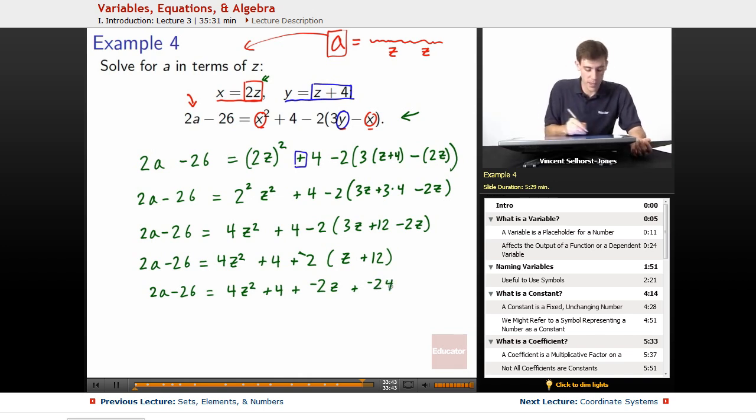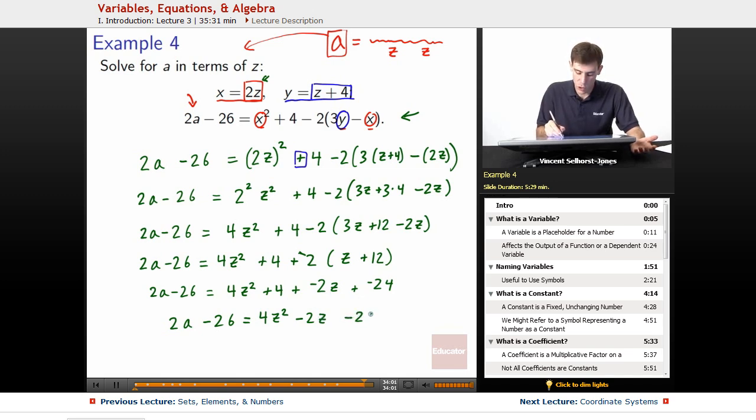Now we're in a position to be able to keep simplifying the right side to its most fundamental level, equals 4z squared. We don't have any other z squared, so it's just 4z squared, plus 4, well, let's put our constants at the very end. So we'll go to plus negative 2z, so minus 2z, and 4 plus negative 24 becomes minus 20. At this point, we can now do our algebra. We'll add 26 to both sides, and we'll get 2a equals 4z squared minus 2z plus 26, so plus 6.